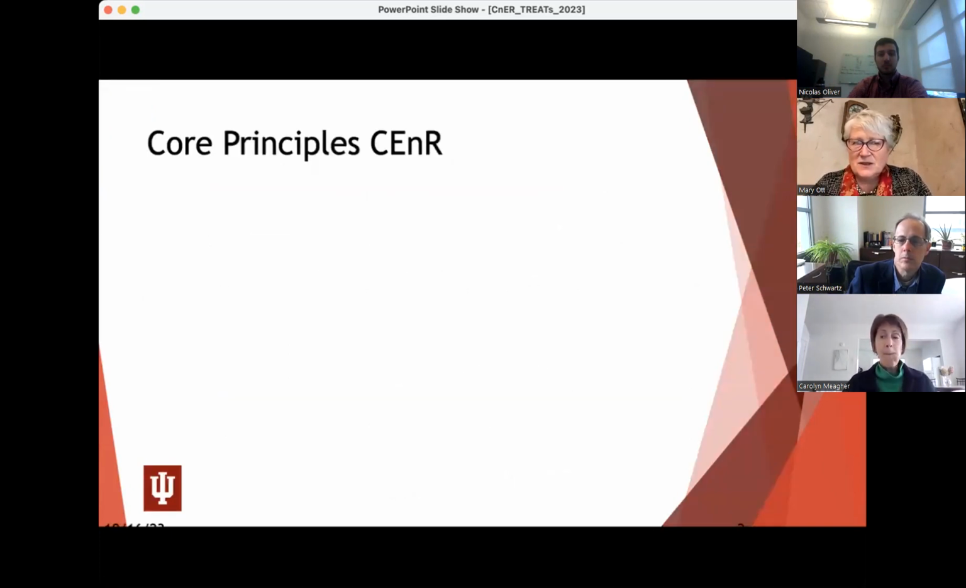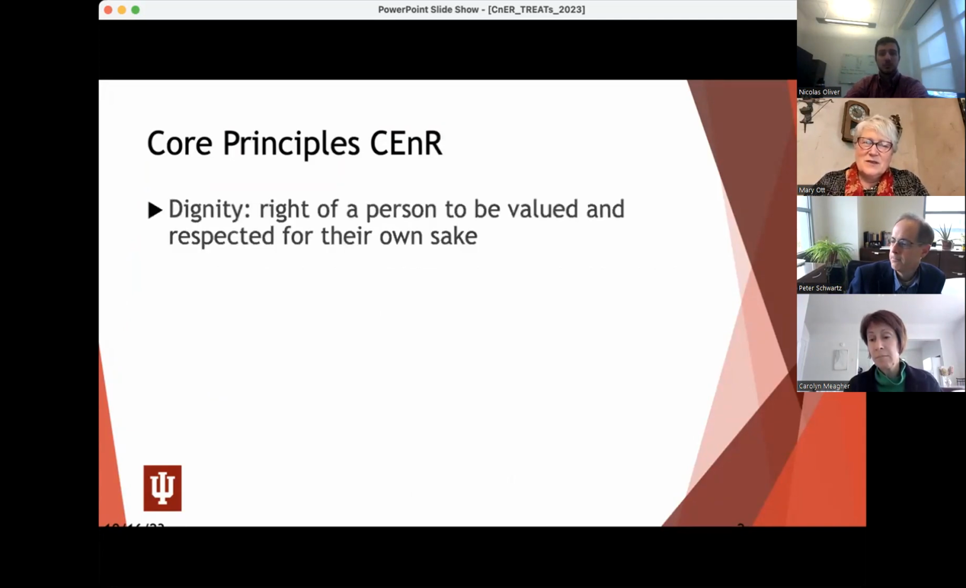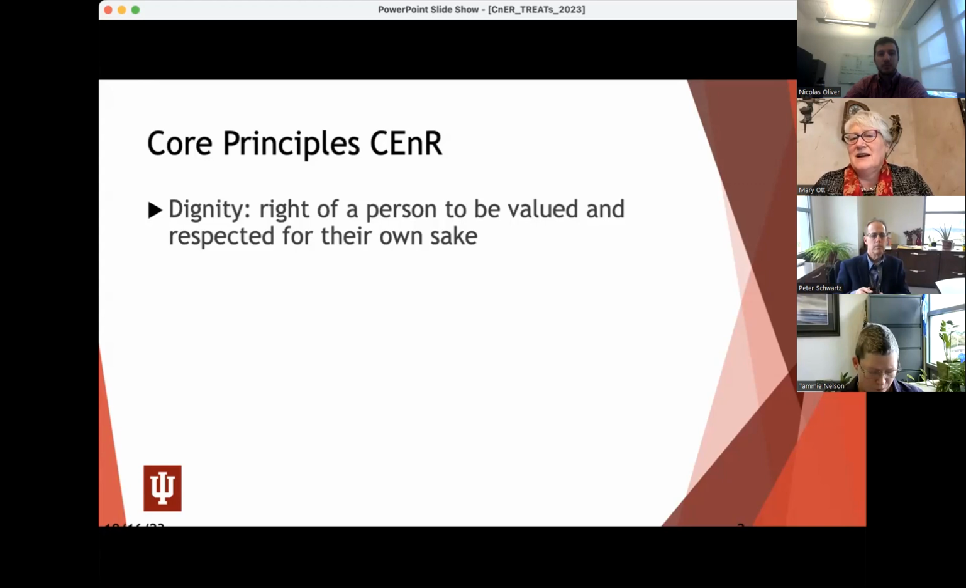I want to start off with core principles of community engaged research. We typically think about autonomy, beneficence, and justice. But when we're thinking about community engaged research, we need to add on dignity, and dignity differs from autonomy. Dignity is the right of a person to be valued and respected for their own sake. A person might or might not have autonomy, but they can always be given dignity and be treated with dignity.